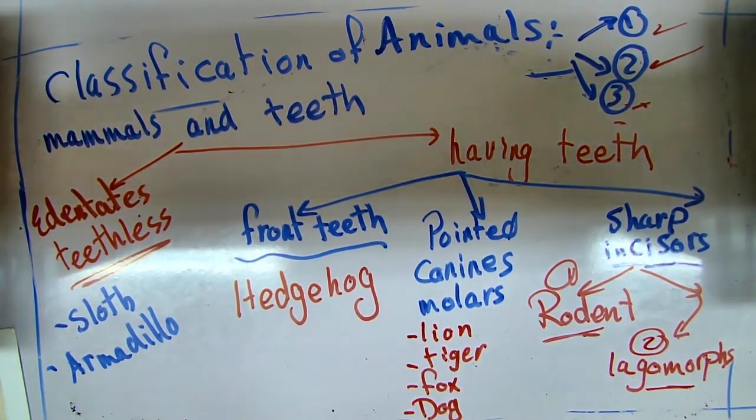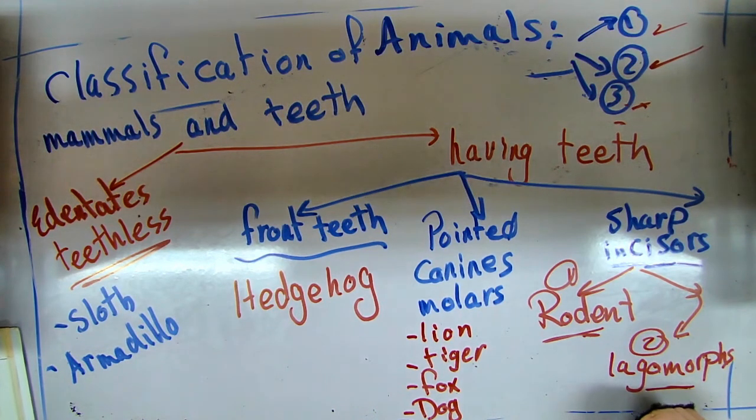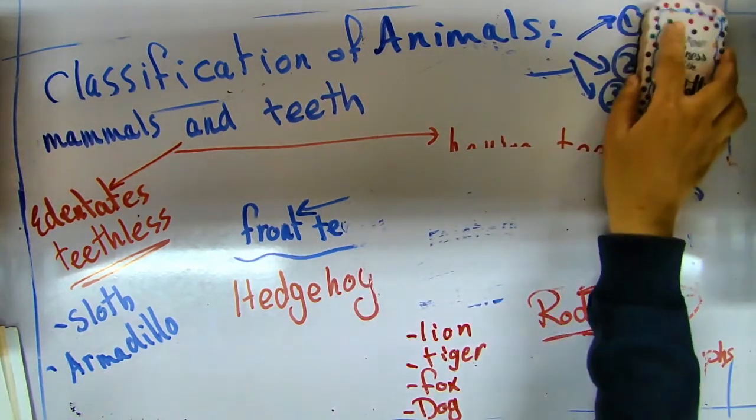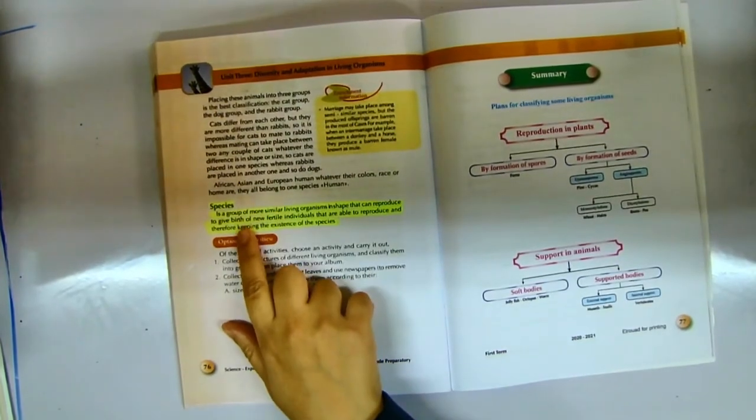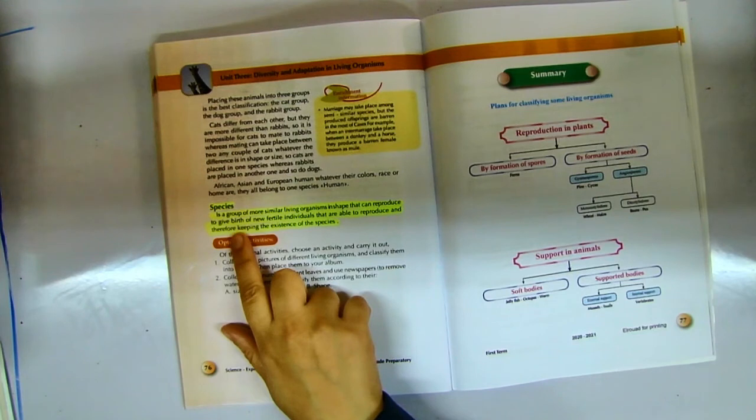Now we'll talk about the nature of classification of living organisms. The scientist Linnaeus made a basic classification unit and its name is species. Linnaeus used the species as a fundamental unit of the classification system. Species is the basic classification unit for living organisms. We can find its definition here in our book. It is a group of more similar living organisms in shape that can reproduce to give new fertile individuals. Fertile means able to reproduce and keep the existence of its species.